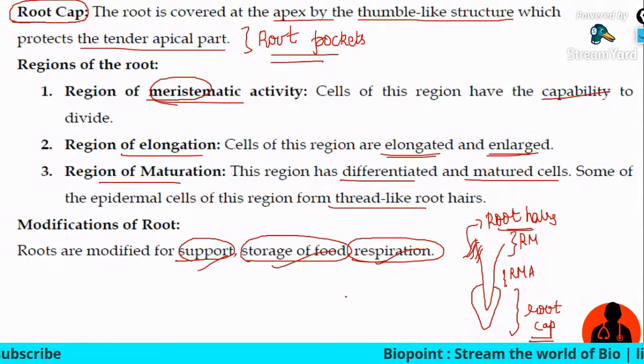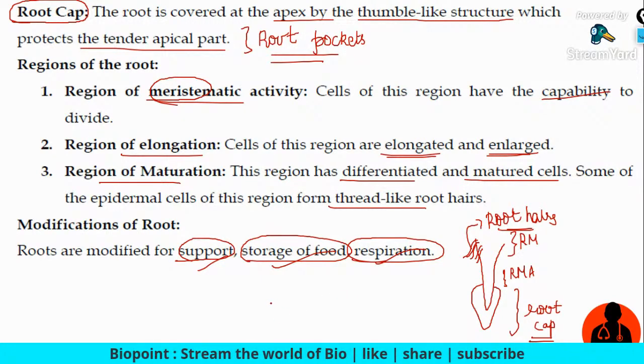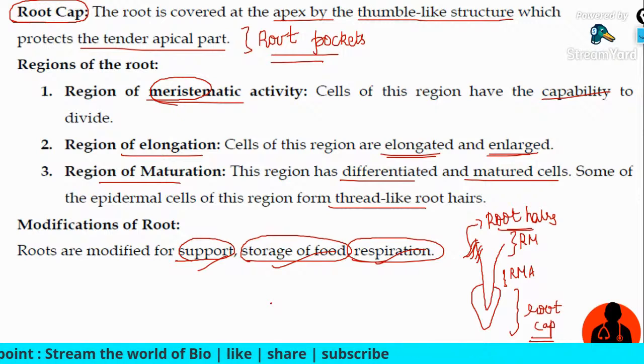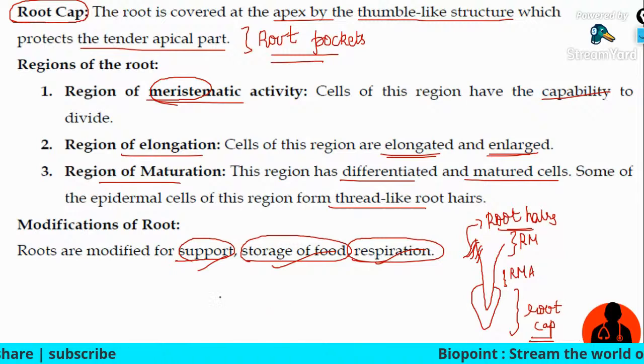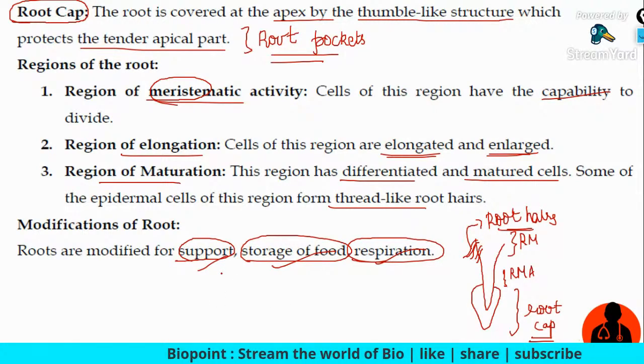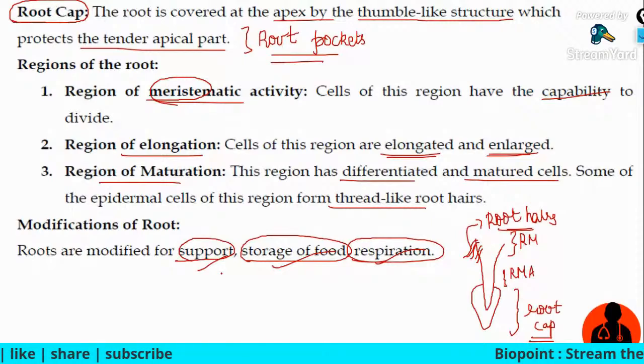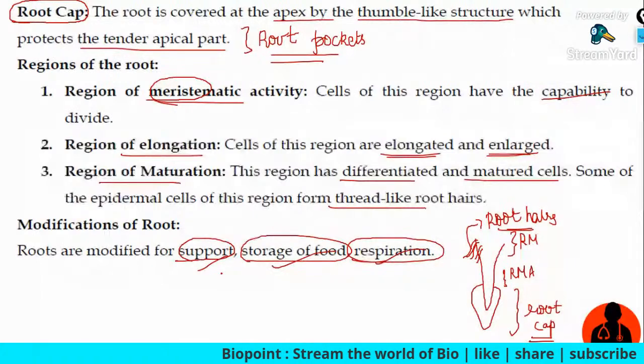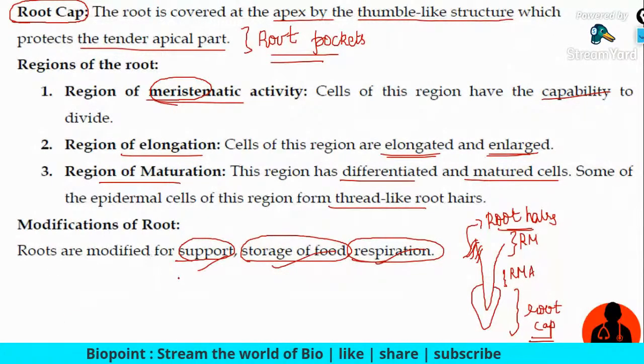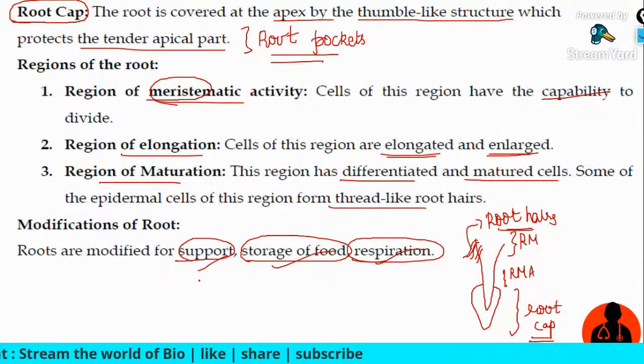You know all those examples of plants where you can have modifications of roots for support, for storage of food and respiration. Is that clear? For support, you have the banyan tree, that is a prop root. Stilt root is there. For storage, you have conical, fusiform, napiform, tuberous root. All these things are there. Carrot, radish, turnip, all those have roots which are modified for food storage. Clear? So I'll give you an example. In the case of storage, you would have taproot.